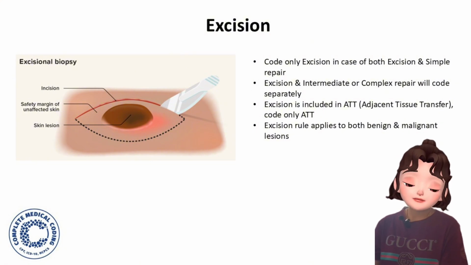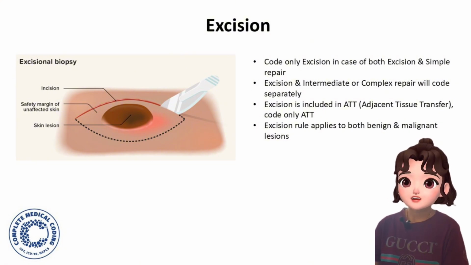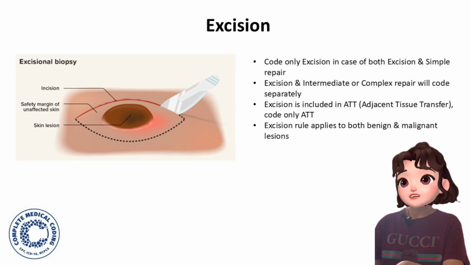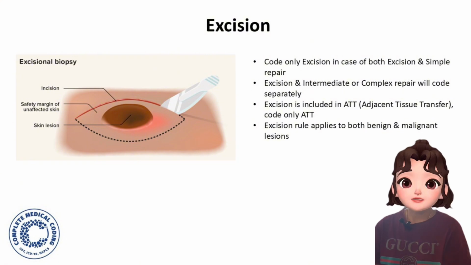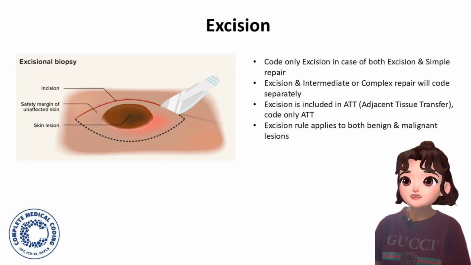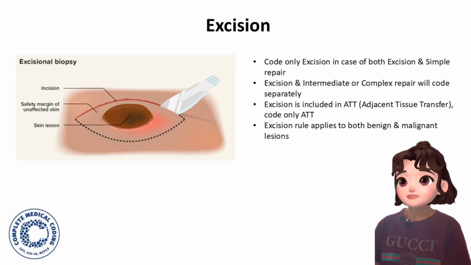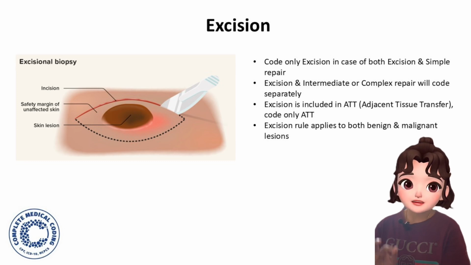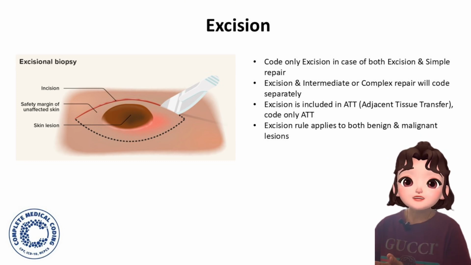Now moving on to excision. This figure is for illustration purposes. So these are the guidelines for excision. Excision is very important while doing the examination, and you will definitely get interview questions from the excision part. What are the guidelines for excision? Code only excision in case of both excision and simple repair. This is an important point. If there is both excision as well as simple repair, you should not code simple repair. You should code only the excision.